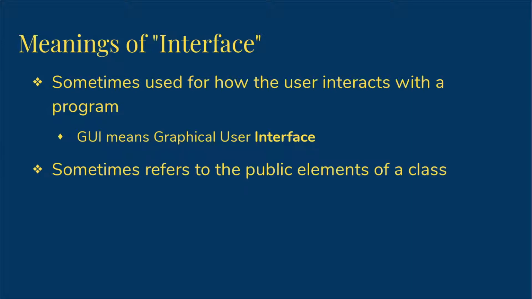Another thing that interface is used for is the public elements of a class. So we'll talk about this is the interface of the class. What that means is this is how other code is going to interact with our class, because these are the public elements. Now, what we're talking about today is related to that, but it's not exactly the same thing.